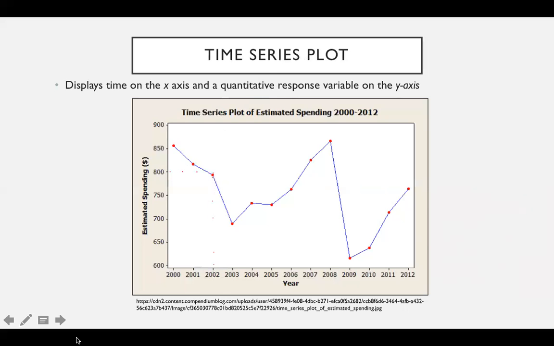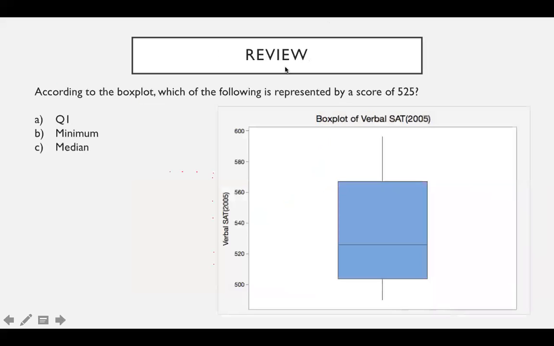All right. Moving on. So here's a review. We're going to go back to box plots for this review. According to the box plot, which of the following is represented by a score of 520? I'm just asking you this question to find the number on the box plot and say what it's represented by. So take a few seconds, type your answer in the chat box, and we'll go over it.